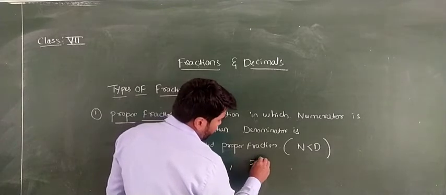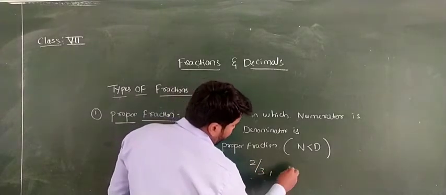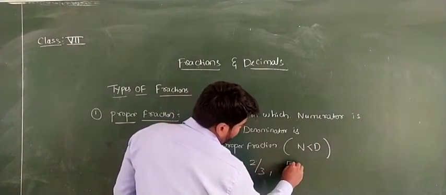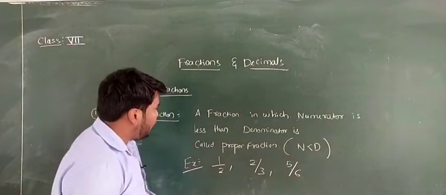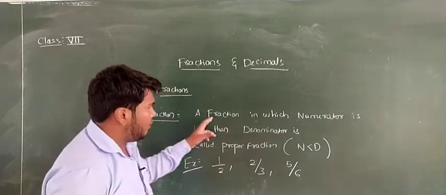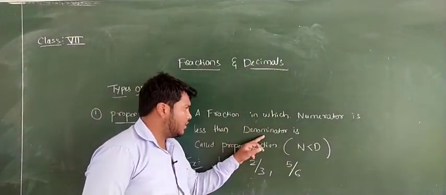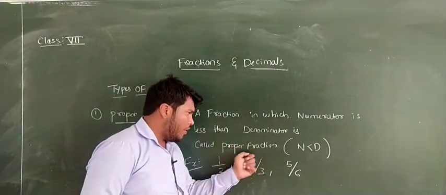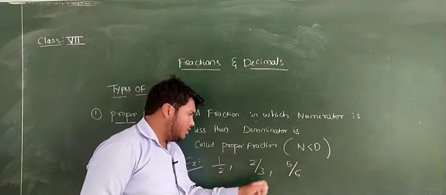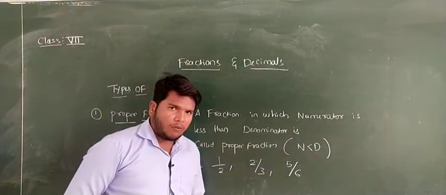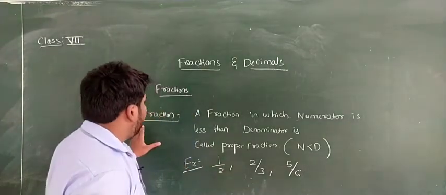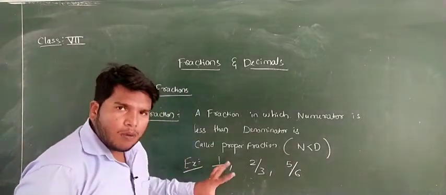Again you can write 2 by 3. Again you can write 5 by 6. So these are the examples for proper fraction. A fraction in which numerator is less than denominator is called a proper fraction, because here numerator is less than denominator. Examples: 1 by 2, 2 by 3 and 5 by 6. So this is the definition and concept of proper fraction.